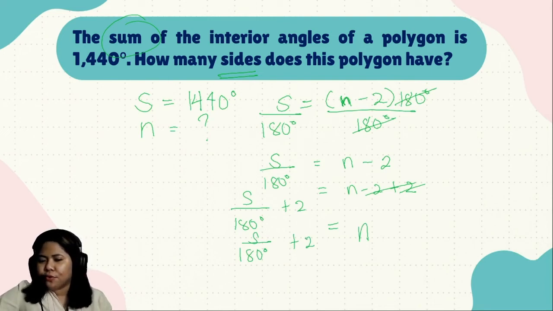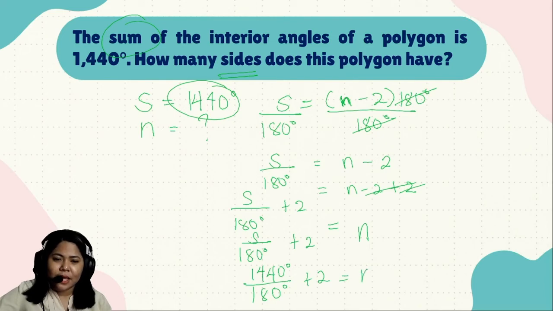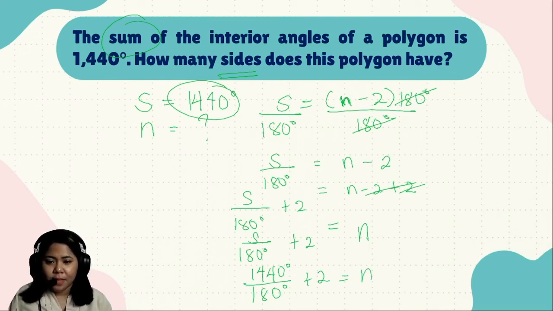So, all you have to do to find the number of sides of a regular polygon, hindi pala natin alam. Kunin mo yung given, 1,440 degrees. 1,440 degrees, divide mo sa 180. Tapos, dagdagan mo ng 2. And that would be the value of n. Ngayon, alamin natin, ano nga ba ang quotient ng 1,440 degrees at 180 degrees.